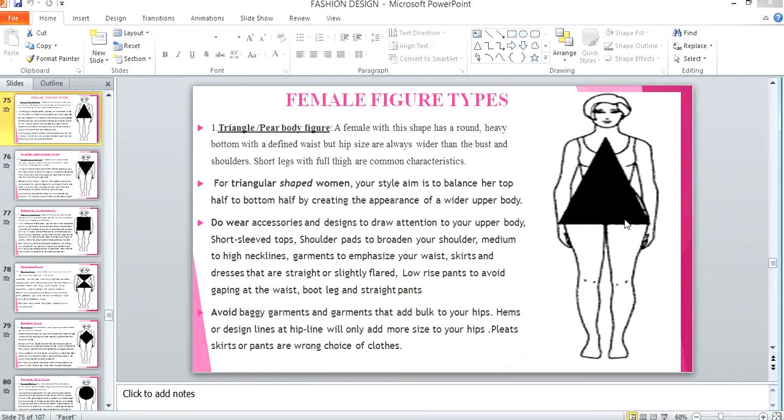So the pear-shaped women out there, your figure type isn't bad, but in fashion design, we are just trying to add weight where we are supposed to add, and not add weight where we are not supposed to add, so we can balance the figure to look like the hourglass. Let's move to the next one.